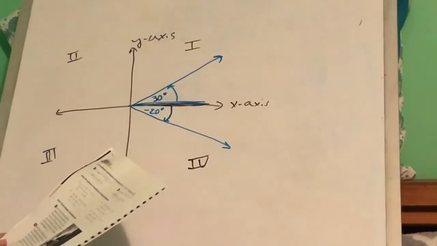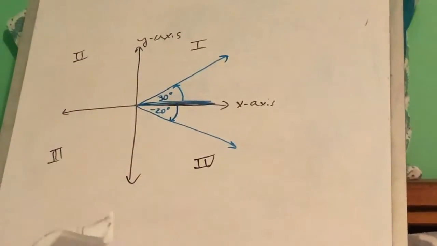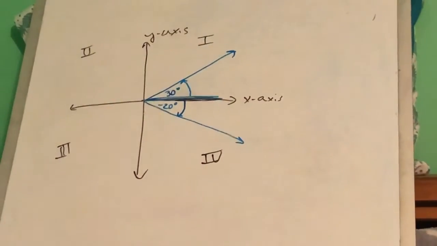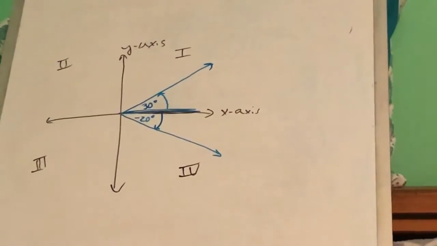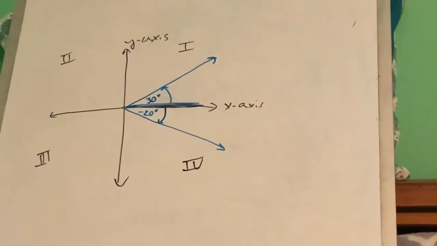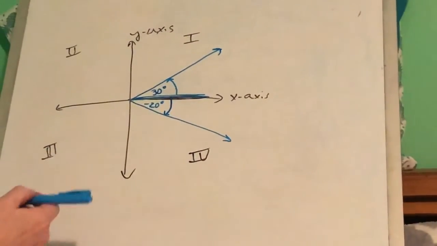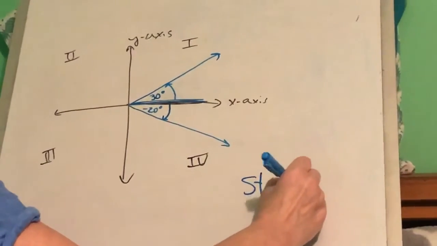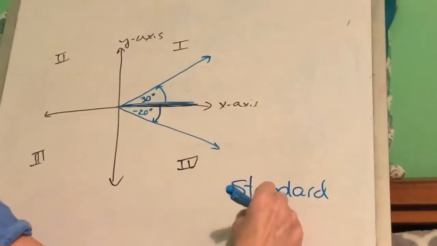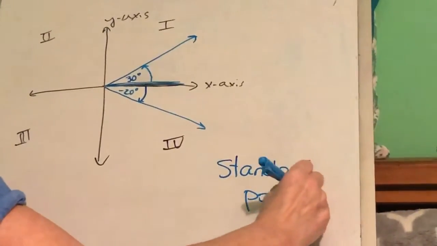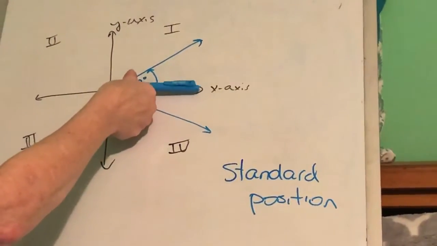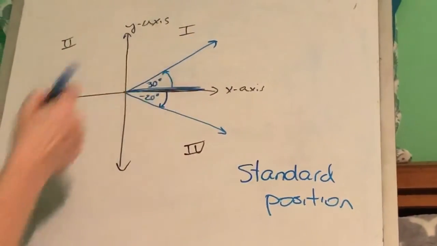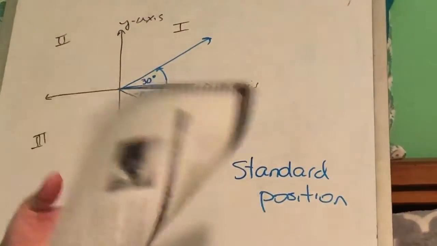Always draw your angle, mark your angle degrees. Initial is the beginning, terminal is the ending. We always start on the positive x-axis. If we do that, it's said to be in standard position. It must start on the positive x-axis, not over here, but over here, and rotate to the terminal side, and it will be in standard position.